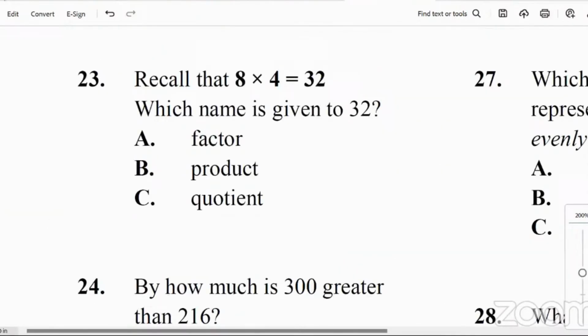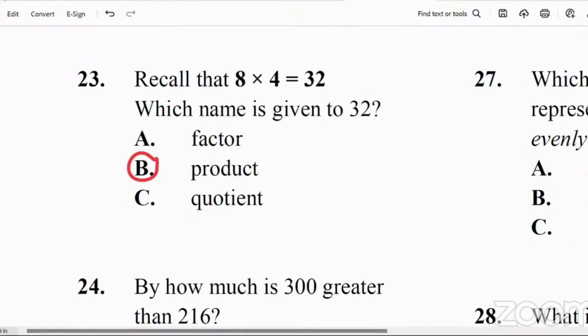It says, recall that 8 times 4 equals 32. What name is given to 32? 8 times 4 equals 32. Is it a factor? Is it the product? Or is it the quotient? When we multiply two numbers, the result is called the product. So the answer is B.